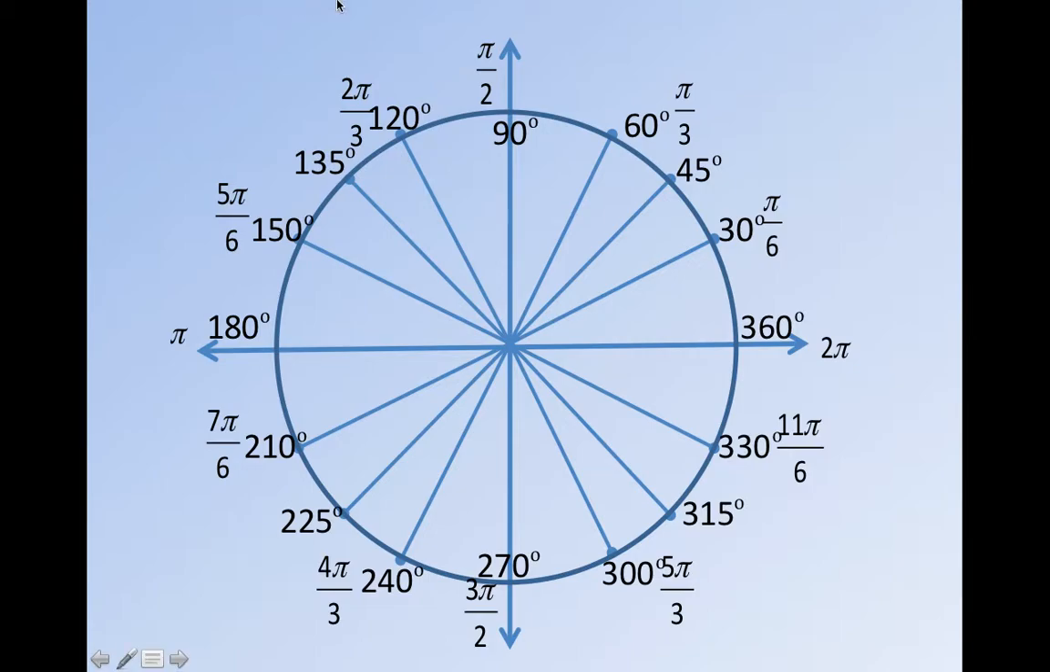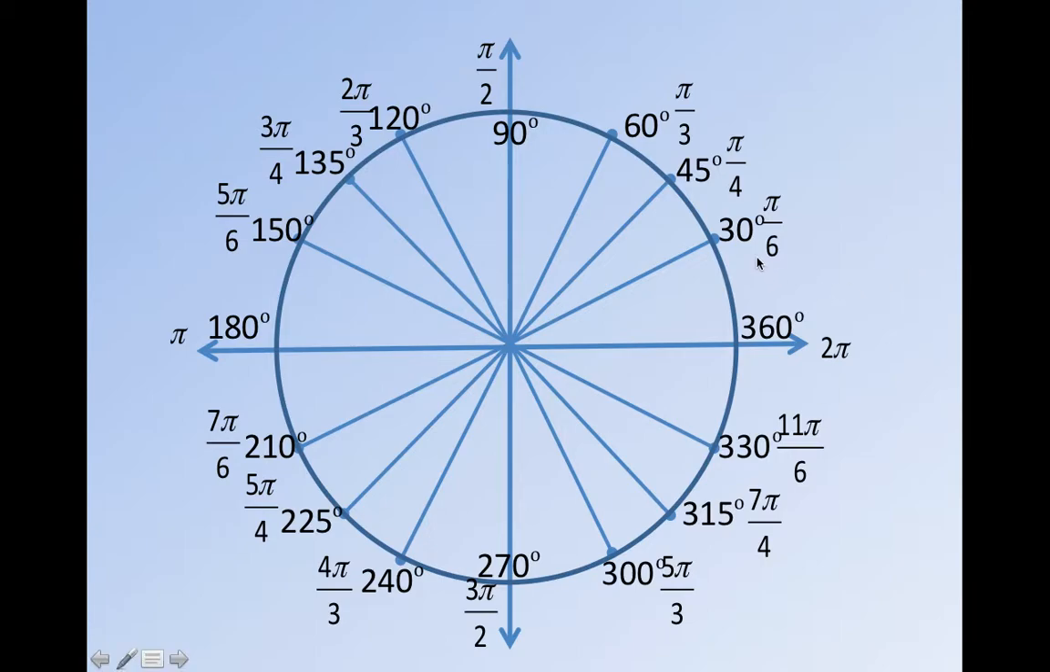Now looking at this 45-degree angle right here, when you convert that one, you're going to get pi over 4. When you convert your 135, you're going to get 3 pi over 4. When you convert your 225, you're going to get 5 pi over 4. And when you convert your 315, you're going to get 7 pi over 4. So these are all your radians.